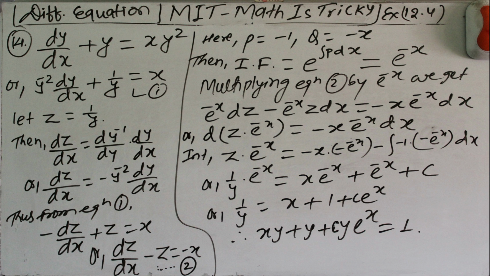Dividing both sides by e power minus x, we get 1 by y equals x plus 1 plus c into e power x. Now on simplification, we get xy plus y plus cy e power x equals 1 as our answer. This is the solution for question number 14.